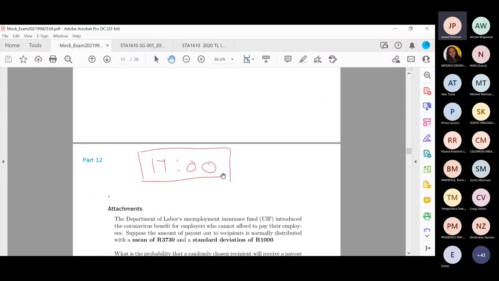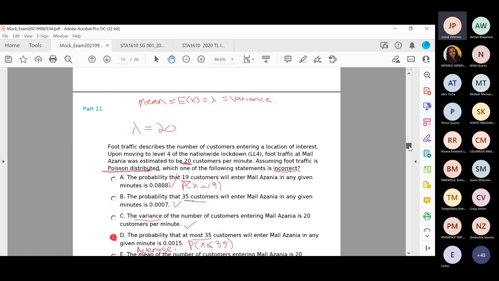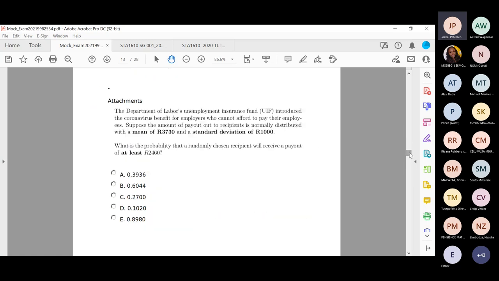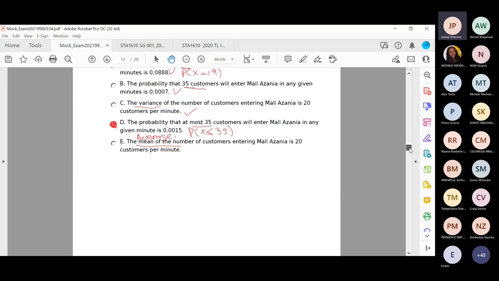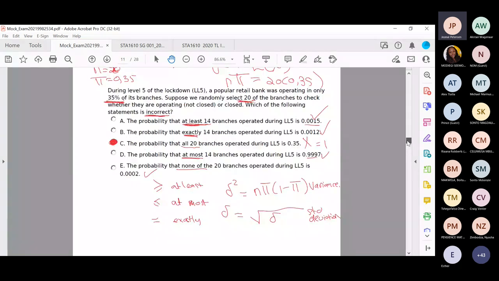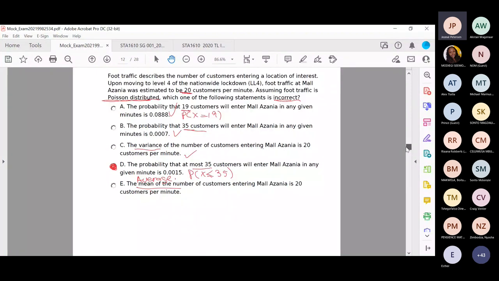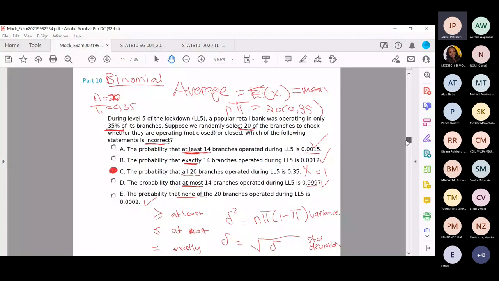So we ended up on this question. Let's see. Did we do that? Yeah, we did part 11. Now we are on part 12. So part 12, we're done with discrete probabilities. Now, the other thing I want to also mention before we move, because on this mock exam paper, they only included binomial and Poisson. Sometimes they will include discrete probabilities.